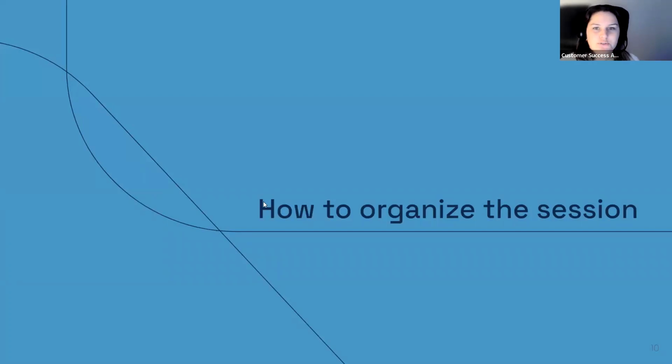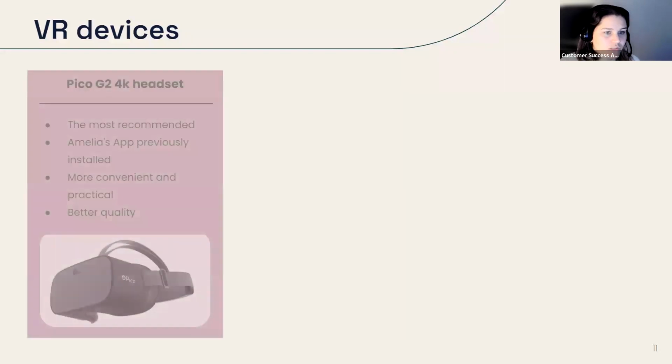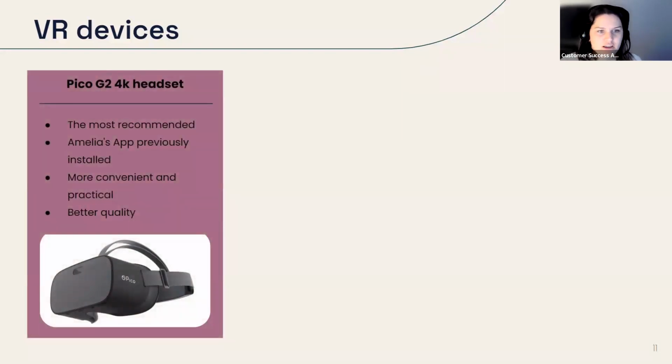Now, if we move to how to organize the session, there are different types of devices to use virtual reality. The first one would be the Pico G2 4K headset. These are our most recommended headsets. Many of you use them as a VR device in your face-to-face sessions, especially because it is the device with the best quality and the best sense of presence and immersion.